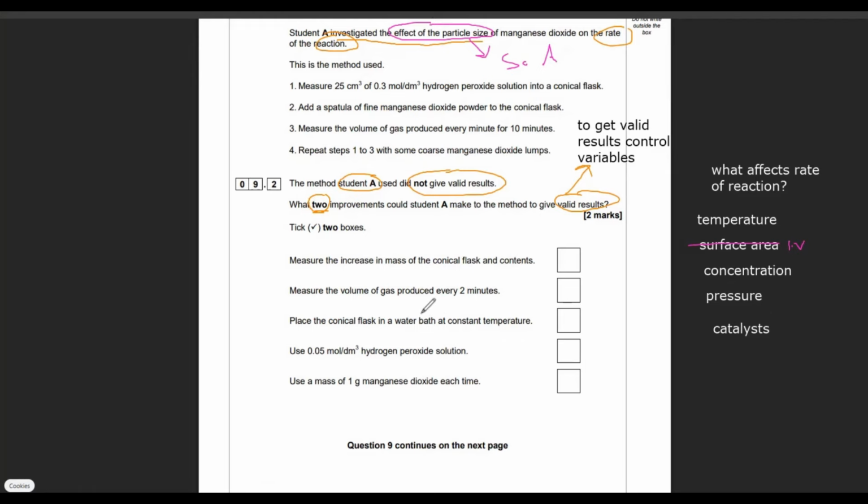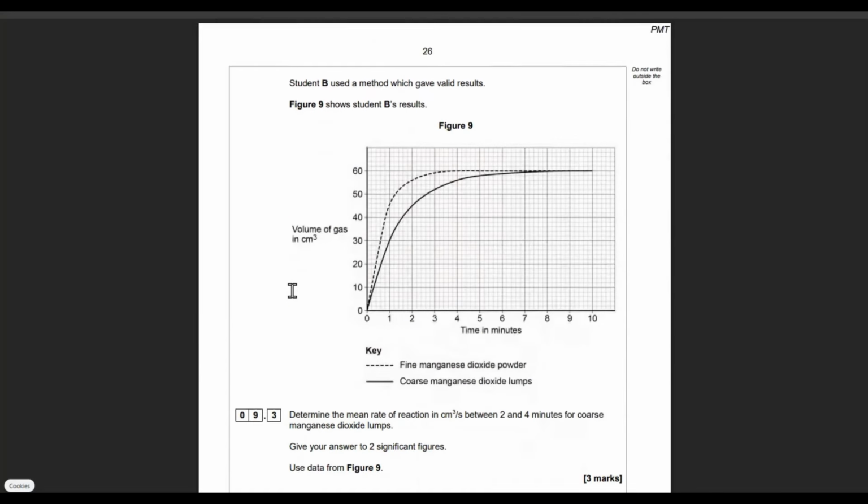But when we read through these answers, place the conical flask in a water bath at a constant temperature. Yes, they should use a constant temperature because they're investigating surface area. Use 0.05 mole. That means basically the concentration. They used 0.3, look here. They already controlled the concentration, so that's not going to be one of the answers. That was a control variable. Was there anything else they missed out? They said add a spatula of manganese dioxide. That's rubbish. They should have used the same amount of catalyst each time, and they didn't. They just used a rough heap on a spatula. So those are the 2 answers.